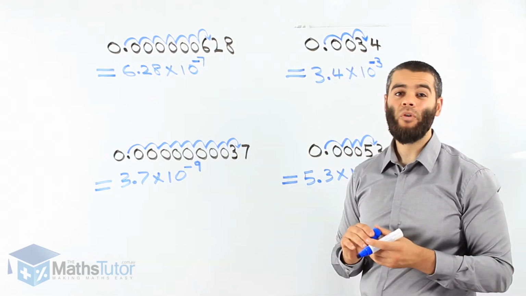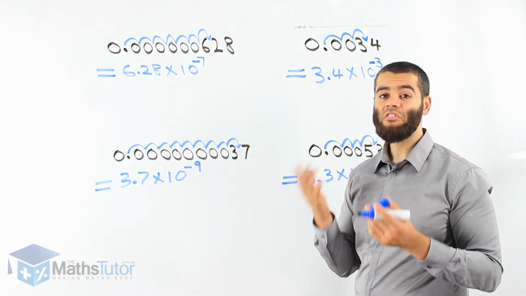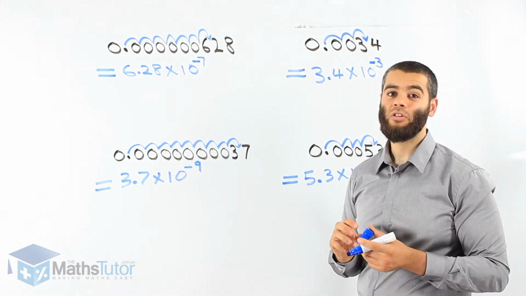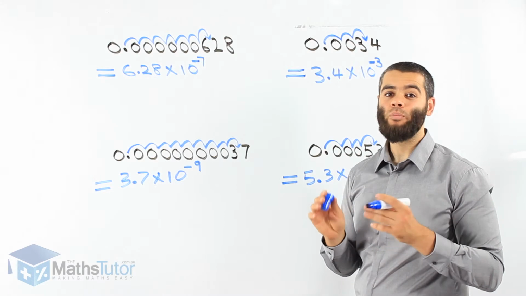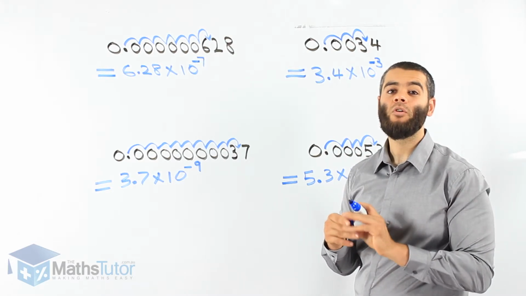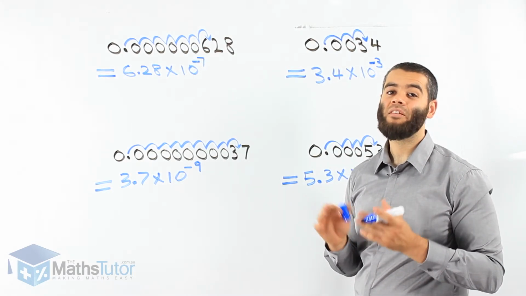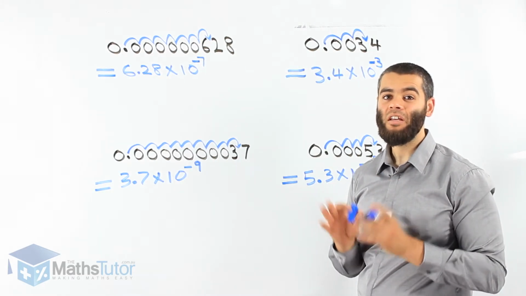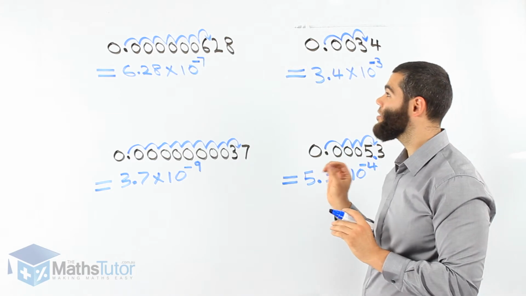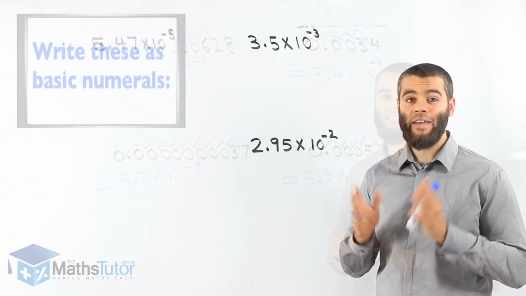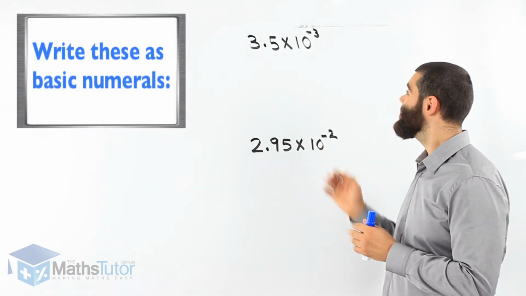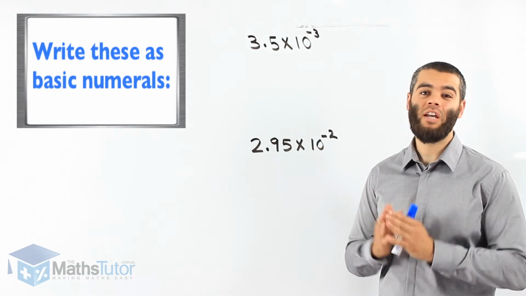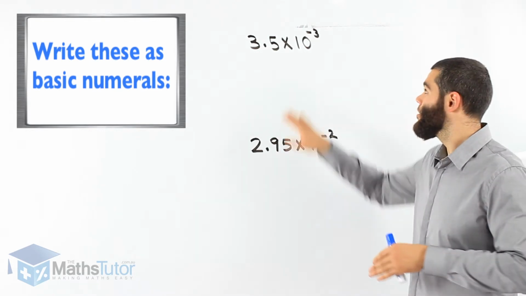This is how we write numbers, large or small, in scientific notation. We grab our point and we put it where we can make a number between 1 and 10, and then times by 10 to the power of how many jumps. It is very easy. Understand the concept, and you won't make any mistakes. Now we're going to write these in basic numeral. We're going to change and go back the other way.